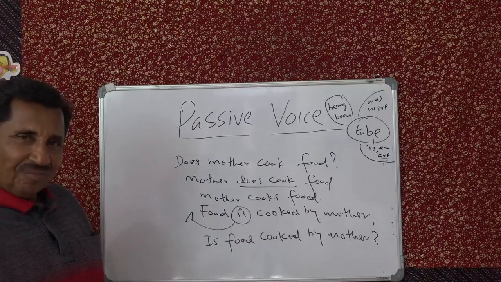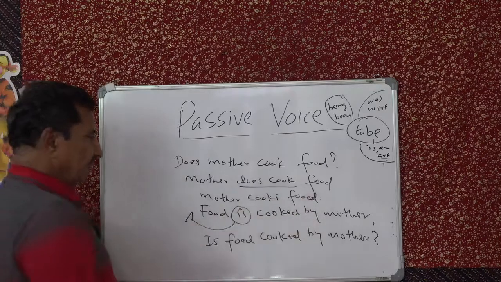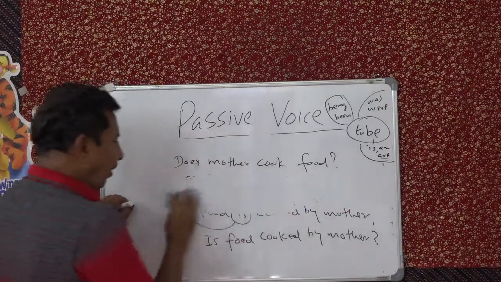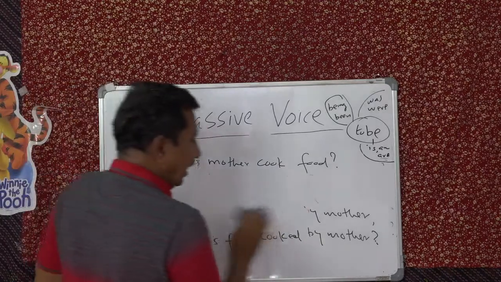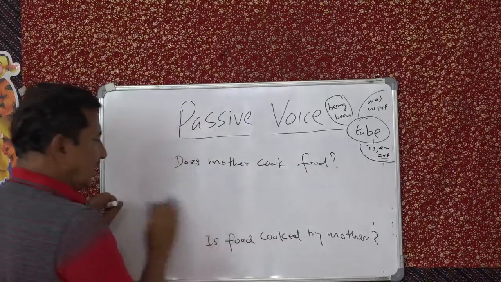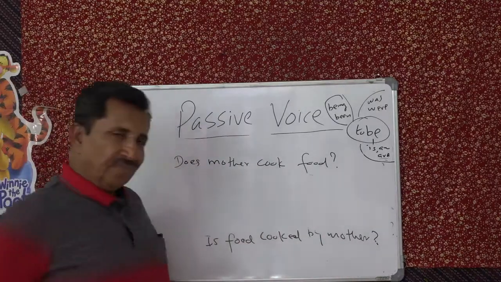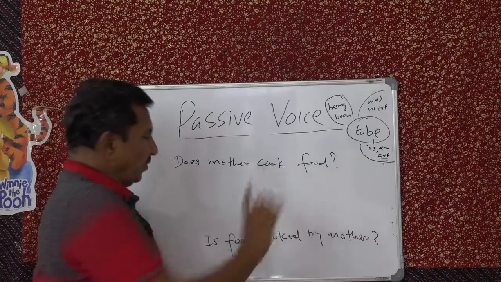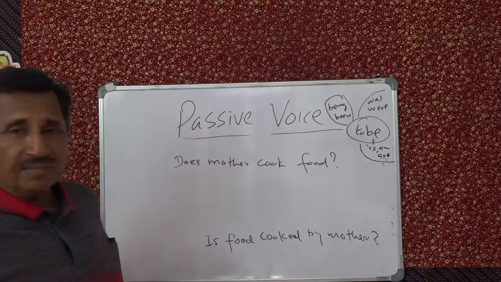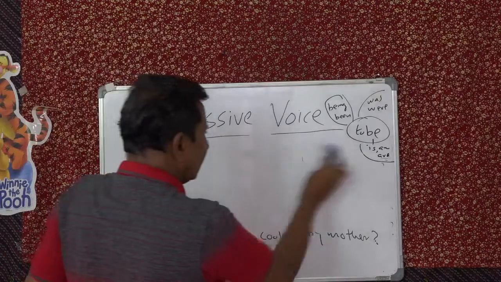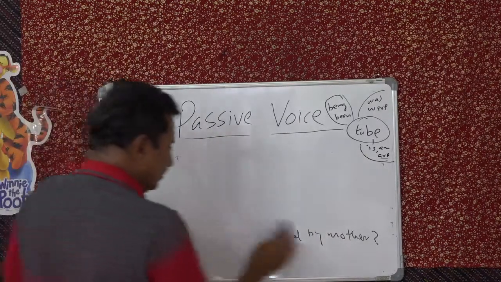So these three sentences here, this is for your understanding. How did we arrive at the answer? Now, there is a process. Does mother cook food? Is food cooked by mother? Okay. What is the next sentence that we took?